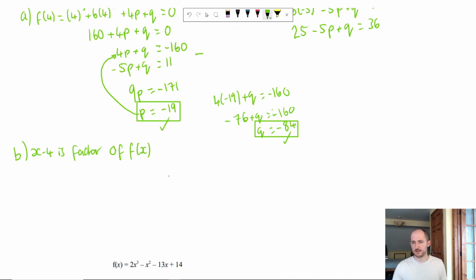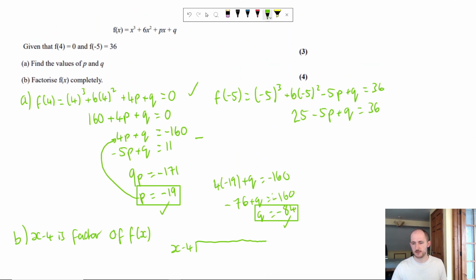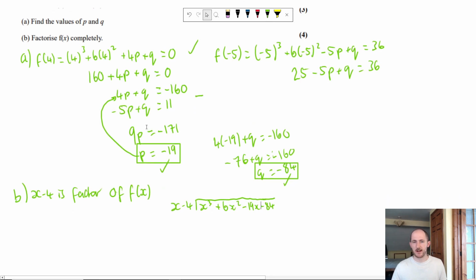Now let's see if we can fit it in. X minus 4, and draw a straight line. We have x cubed plus 6x squared. Now P was 19, so that's minus 19x, and this minus 84. Cool. This is also how we can check part A, because if it doesn't divide, then we know we've done something wrong either in the division or in part A.